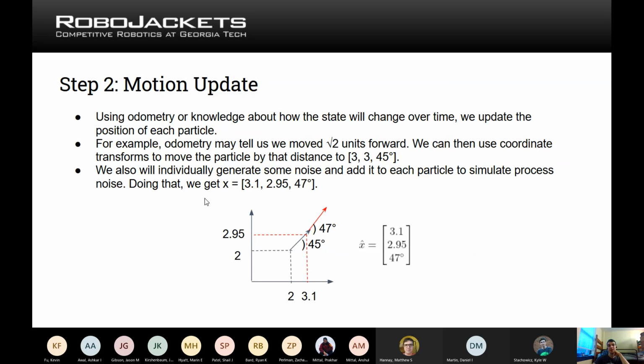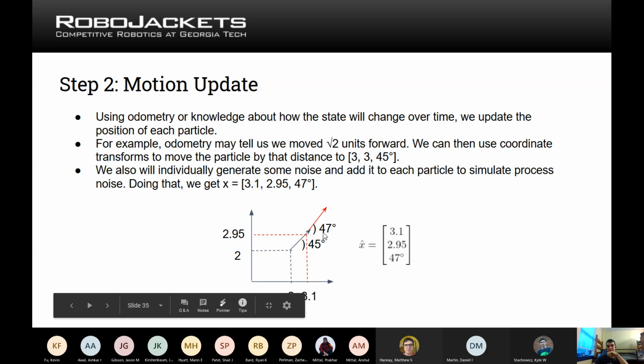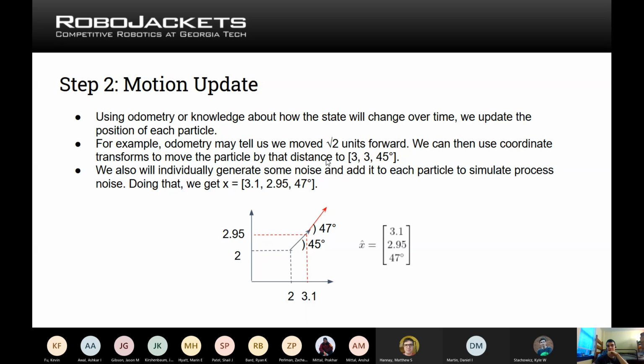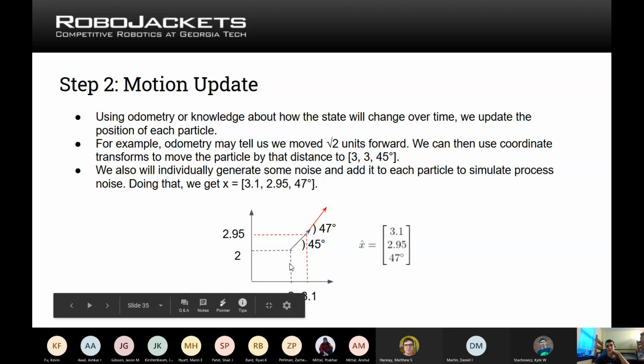So the motion update. We use the odometry, or knowledge about how the state will change over time, to update the position of each particle. We loop through all the particles, and for each one there'll be one odometry measurement. So we know that we moved, say, square root of 2, or at least that's what we think we moved. Then we can use coordinate transforms, or any other way of converting that from the robot frame to the global frame, and we can calculate that the new position is at 3, 3 and an angle of 45 degrees if we start at 2, 2, 45.